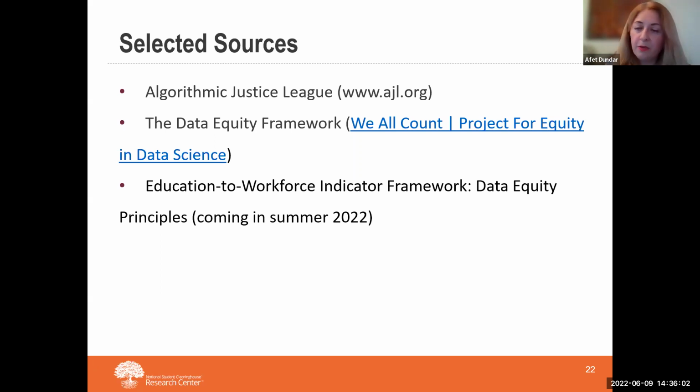Those data equity principles really talk about what equity means at every stage and how we should work with the data. There are many examples. You will have your own examples as you see those principles. Because they haven't been released yet, I couldn't talk specifically about each of those principles, but I wanted to mention that it will be coming soon, and I'm part of that advisory board. With that, other sources are on the website, like the Algorithmic Justice League, which focuses a lot on algorithmic bias in machine learning and artificial intelligence, and the data equity framework, which covers a lot of areas.